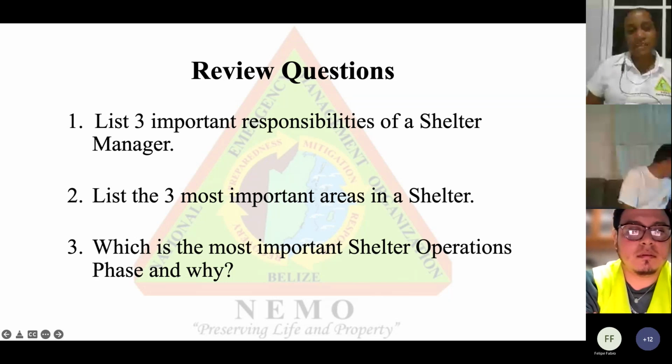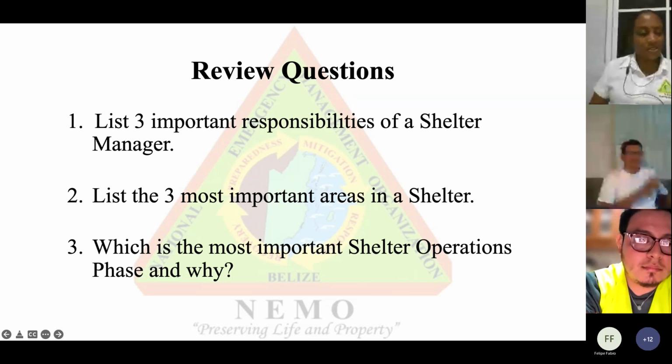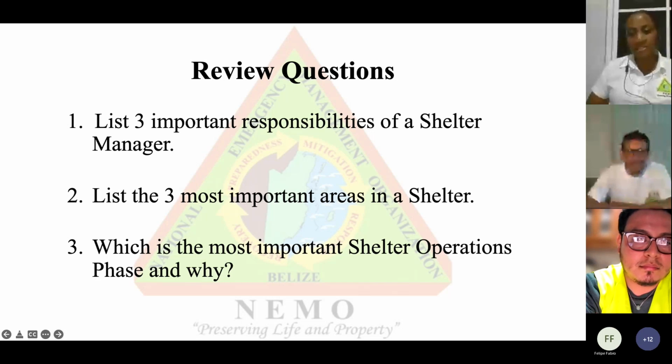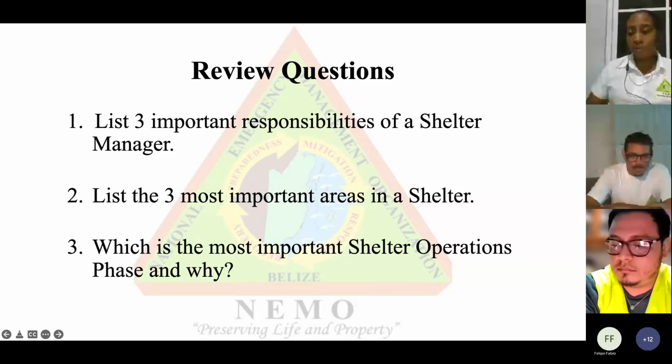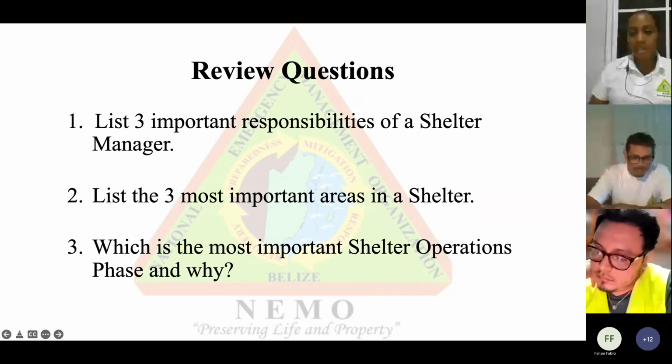All right, so I have a very correct answer, so we'll go ahead. It says the pre-activation stage is the most important shelter operations phase, because if there's no prep stage, everything else is harder, and that is true. If people are not trained, if people don't know what to do, if even the shelterees don't know how to prepare themselves before they go to a shelter, it can be a very bad situation.